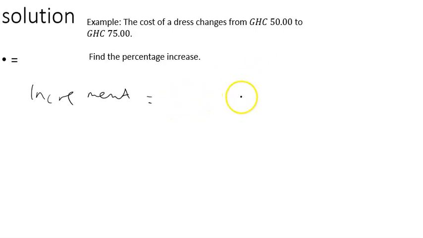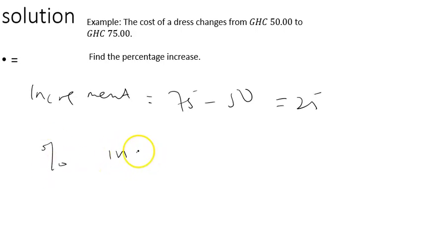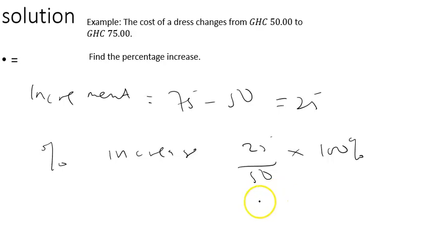It was 50 and changed to 75, so we subtract 75 minus 50. That gives us 25. So the percentage increase now becomes the increment, that is 25, over the original amount, it was 50, times 100%. So 50 cancels 100, 2 times 25, that is 50%. So it means that there's a 50% increase in the cost of the dress.